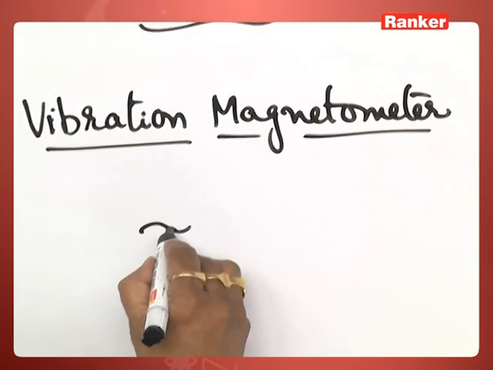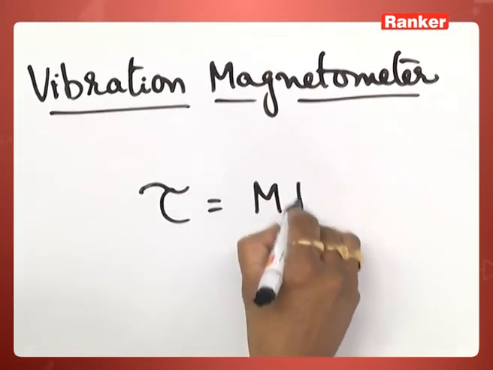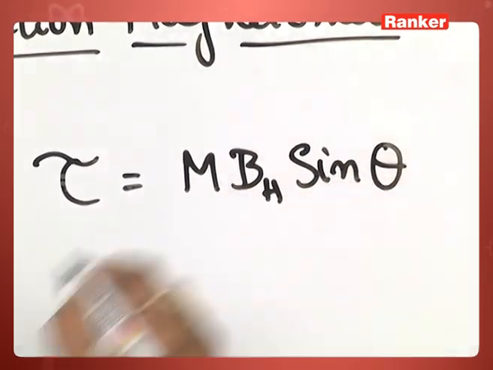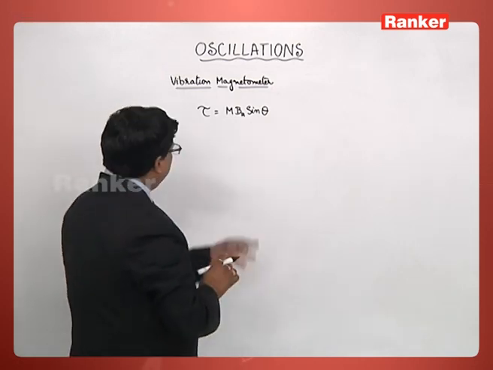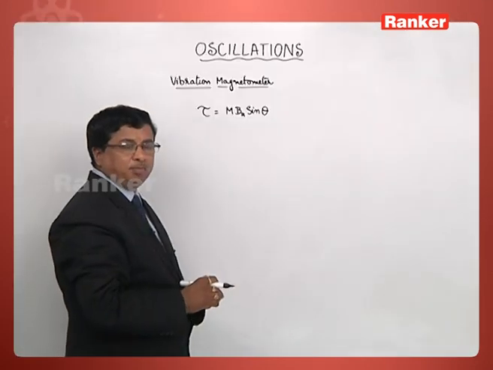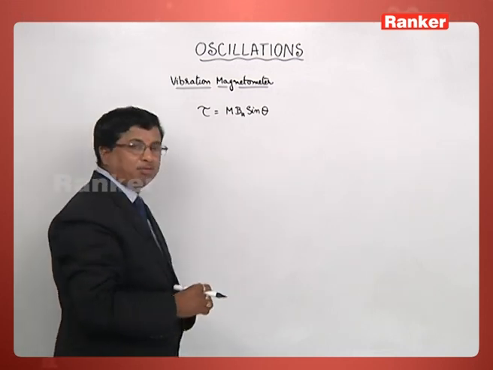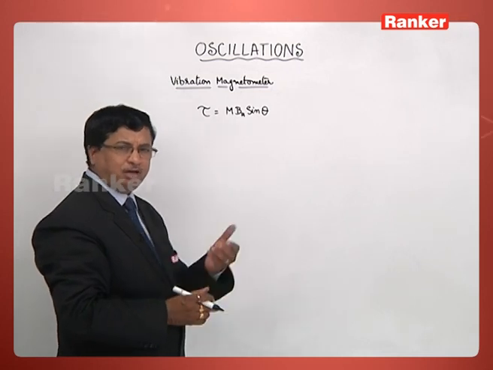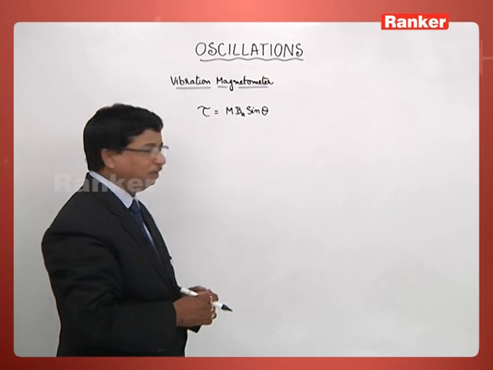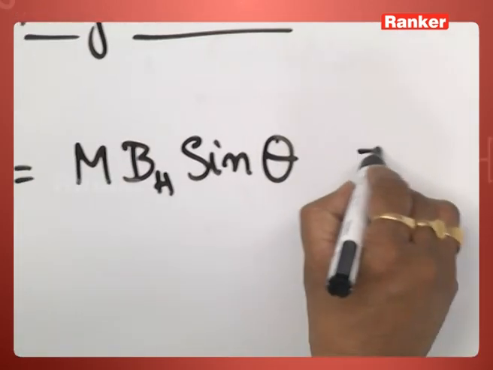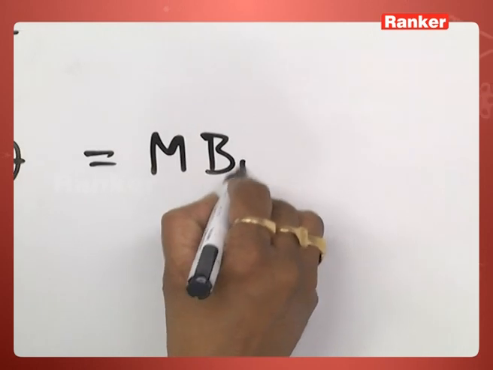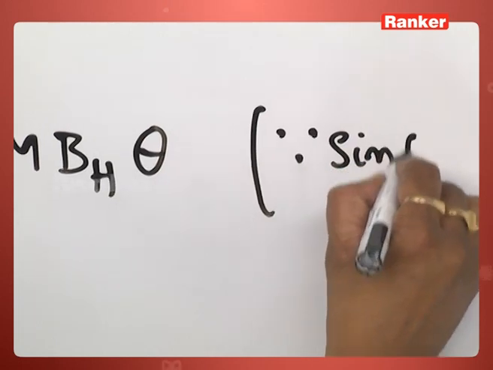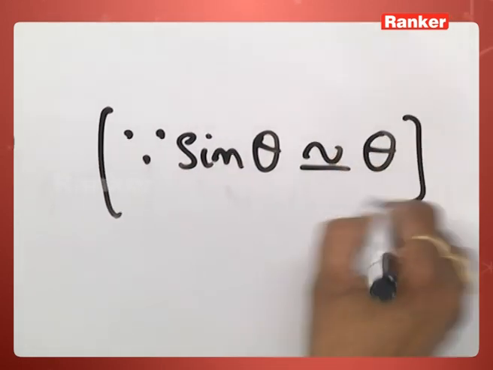the torque that is acting on the bar magnet over there will be M BH sin theta. BH is horizontal component of Earth's magnetic field and capital M is magnetic moment and theta is the angle of its oscillation. Angular displacement we can call it in other words. But when theta is very small, this can be written as M BH into theta, since sin theta is very close to the value of theta when theta is small.